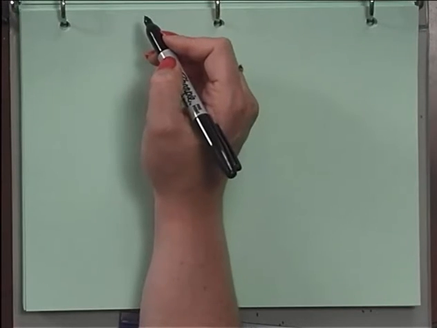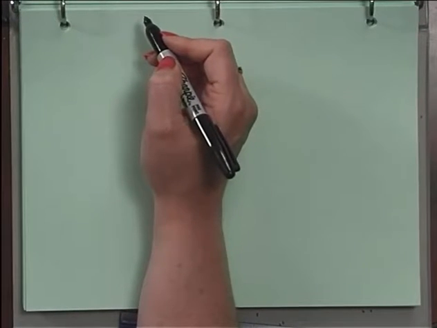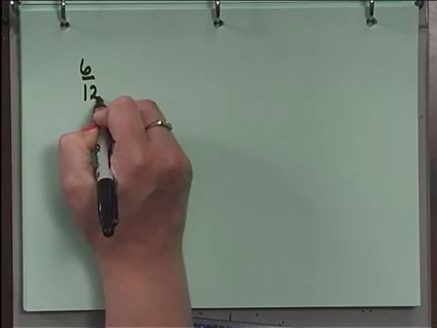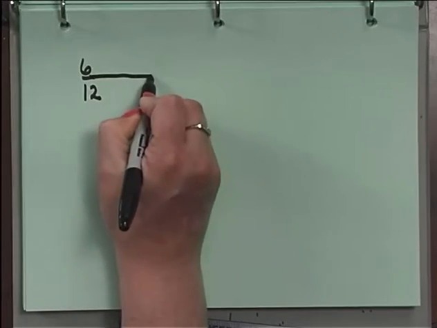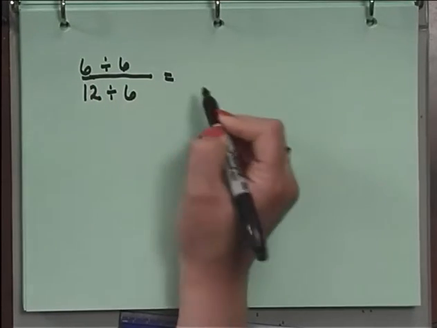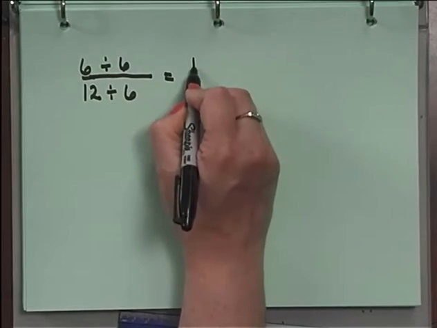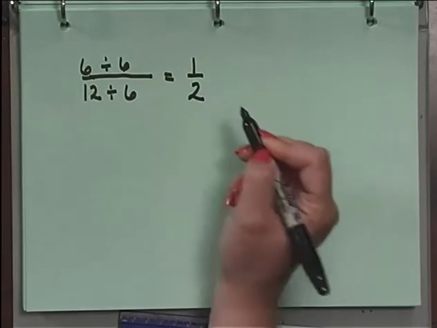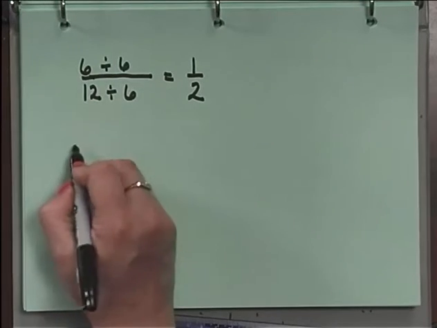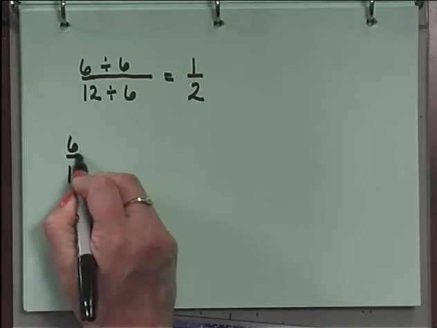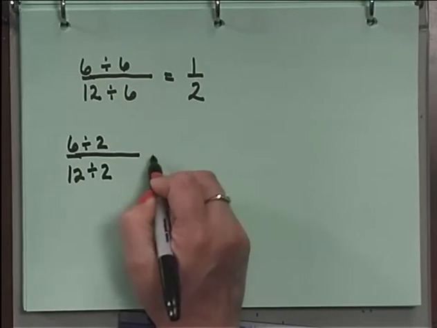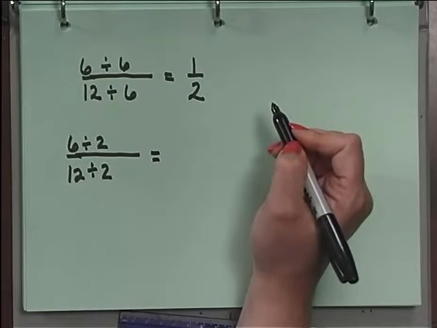Now what we're going to do is start reducing fractions by dividing by a common factor. Remember that fraction 6/12 that we said was 1/2? Well, another way we could have shown that that was 1/2 was by dividing both numerator and denominator by the same factor. And since 6 divided by 6 is 1 and 12 divided by 6 is 2, we say that 6/12 reduces to 1/2.